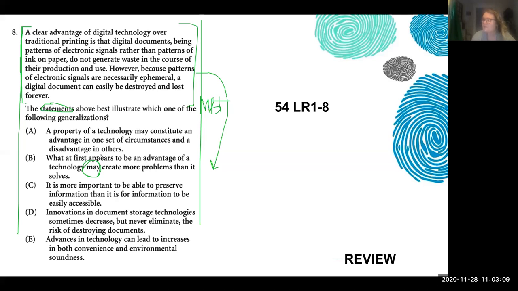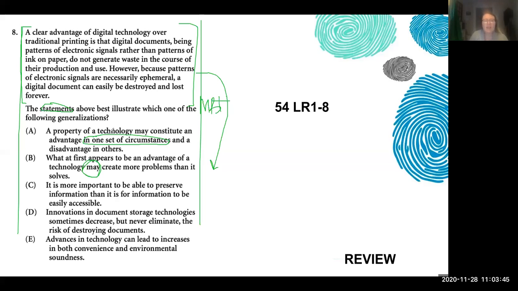No. So if I was debating between these two and I was like, okay, does A have to be true, where a property of a technology may constitute an advantage in one set of circumstances and a disadvantage in another? Does that one have to be true based on what was said? I just don't understand how the word circumstances is being meant. Because I took that as two exact same situations where this problem is good and it can be bad, as opposed to two different qualities. That's what threw me off about A, which made me not think it was true.